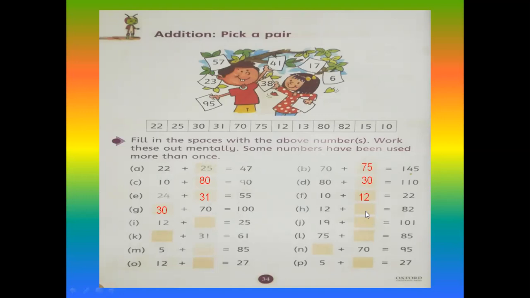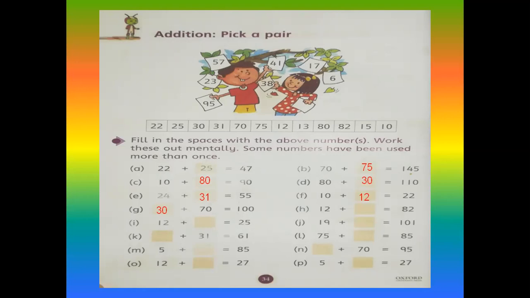You keep different things in your mind. First you check what the answer is. What is the difference between the given number and the answer? If the difference is small, the second number also will be small. If the difference is big, the second number will be big. If the given number is small, the second number will be big. If the given number is big, the second number will be small.